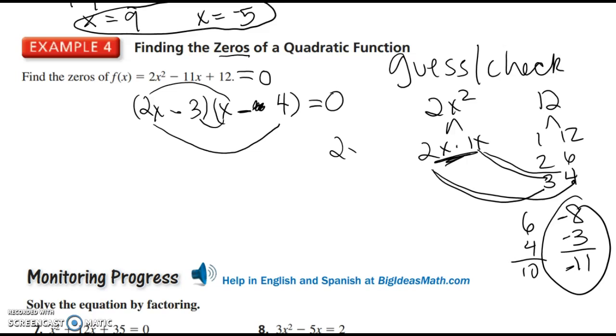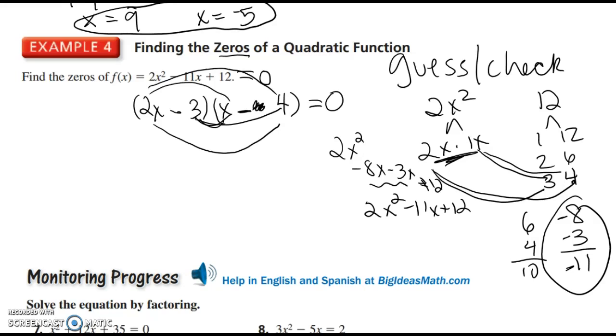2x times x is 2x squared. 2x times negative 4 is negative 8x. Negative 3 times x is negative 3x. And then negative 3 times negative 4 is positive 12. When I add these like terms, I do get my trinomial back, so I know I factored correctly. Now I know that takes time, but as you practice, the guess and check method will get easier.